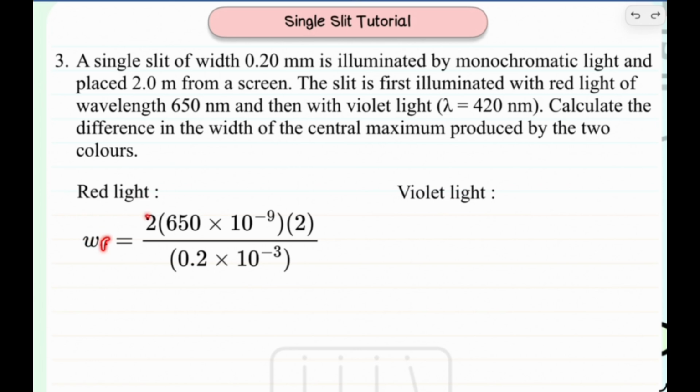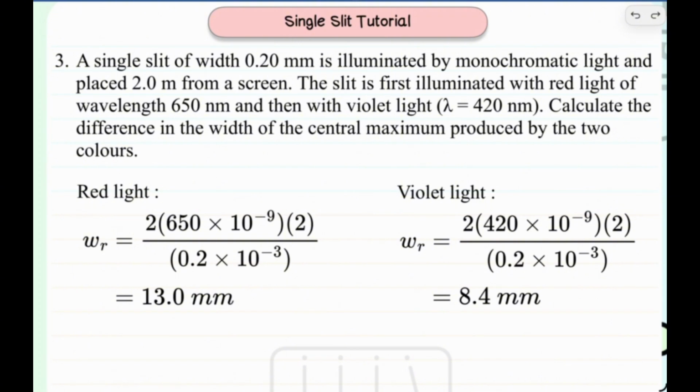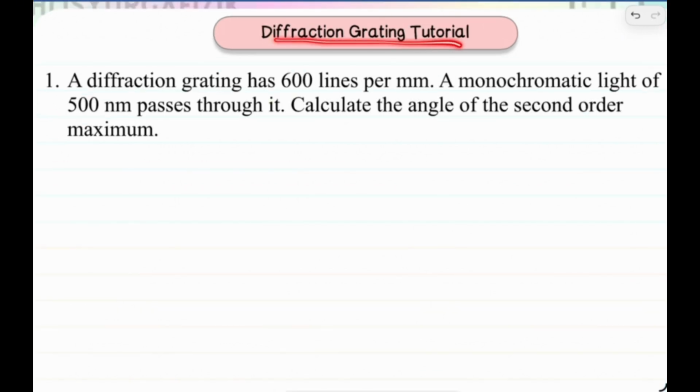Width for the red is 2 lambda D over a, and the answer is 13 millimeters. For the violet, the answer is 8.4 millimeters. Together, because we are looking for the difference, hence, the difference in the width is 4.6 millimeters. Now, let's go to diffraction grating tutorial.